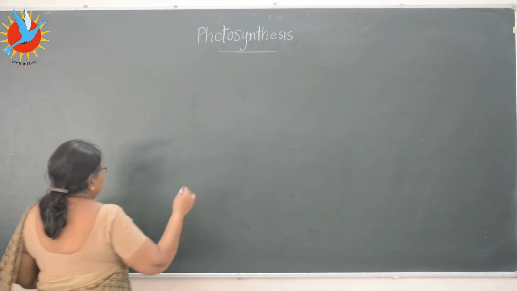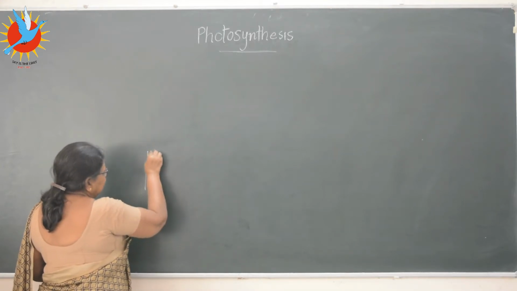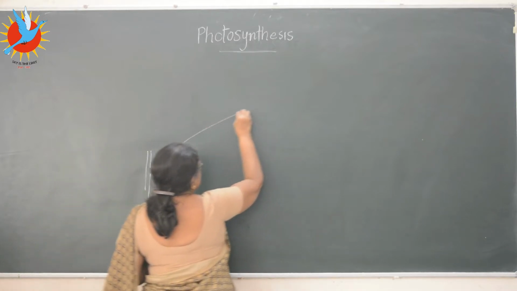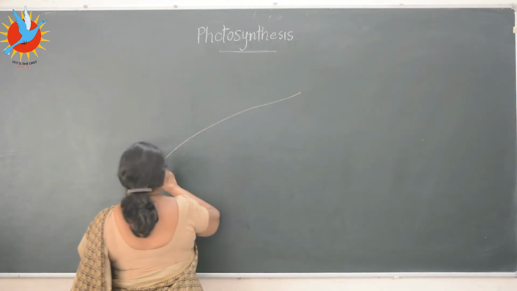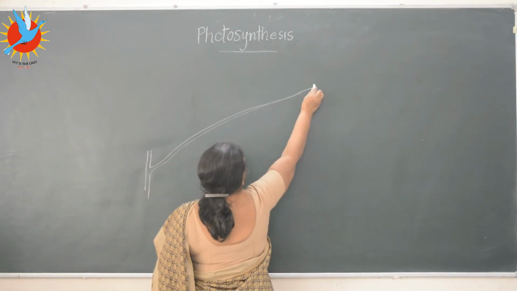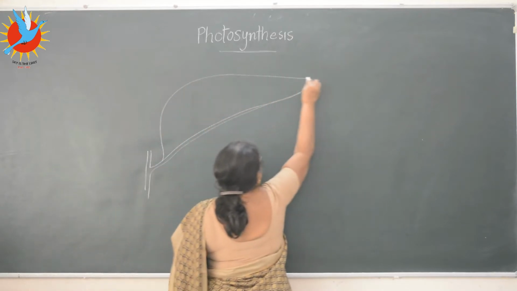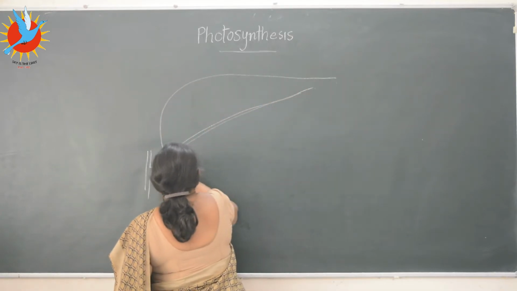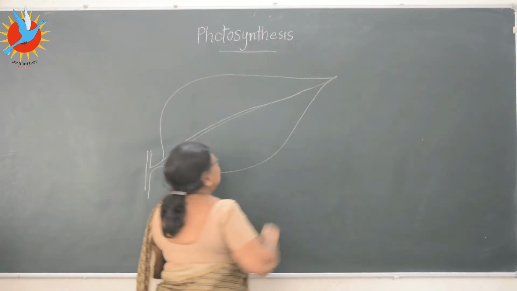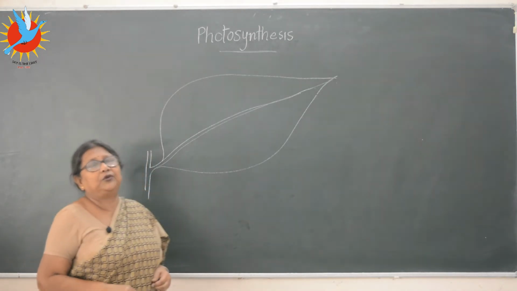So I'll draw it and make it simple for you and show you. This is a leaf. I'm drawing a simple leaf. This is a leaf. You have done plant tissue.